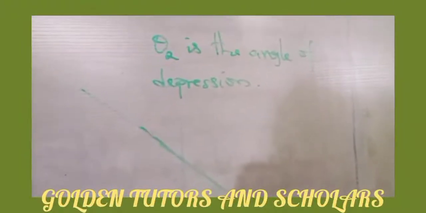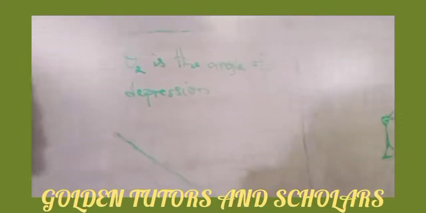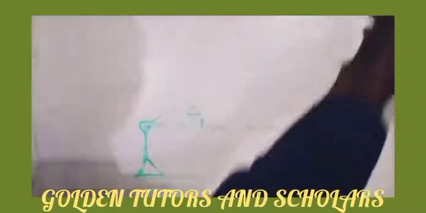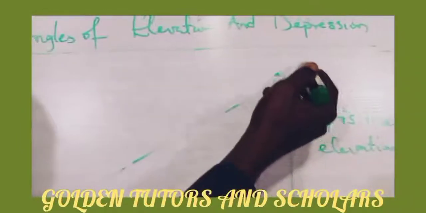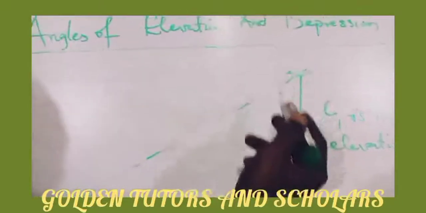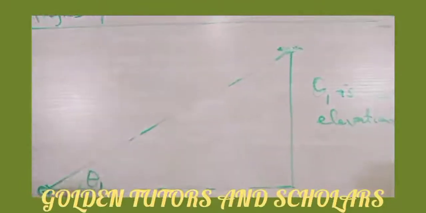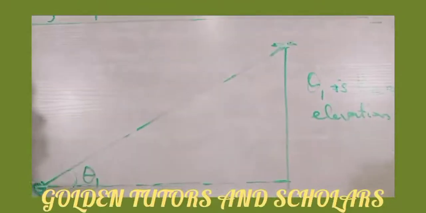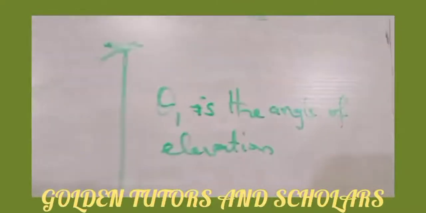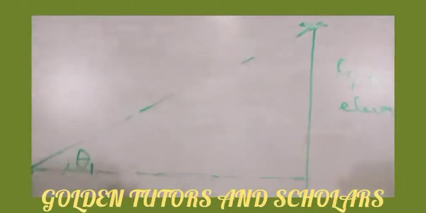There are several ways you can apply them. Let's say in a school compound where you have a flag post, a student can be standing and he sees a bird. A bird is standing at the top of the flag post. And when he views the bird at the top of the flag post, he creates an angle with the horizontal, which is his angle of elevation. We'll take a question to buttress our angle of elevation and depression.